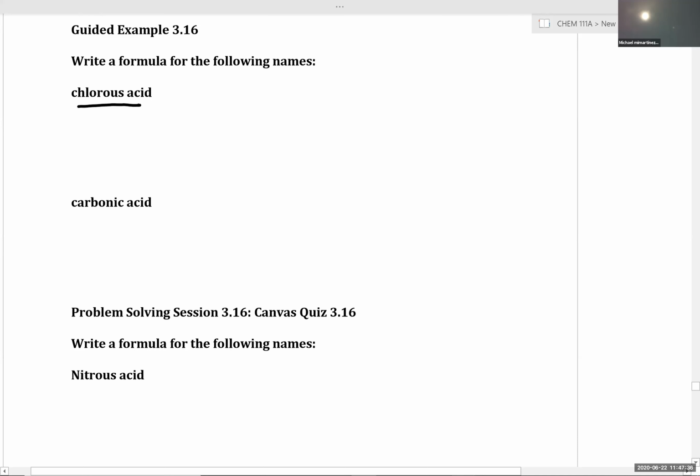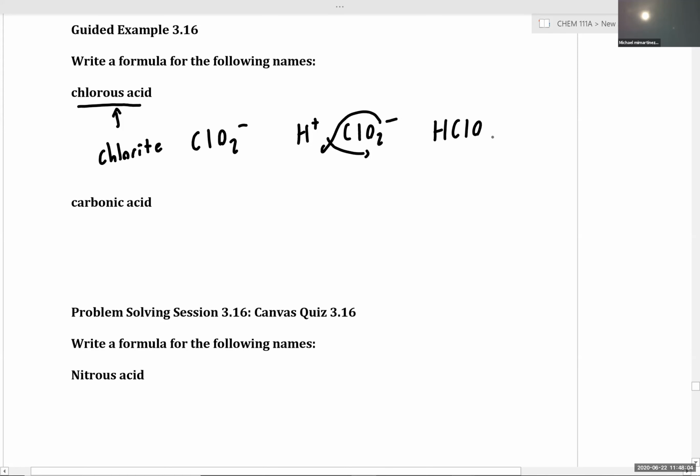So for example, chlorous acid, the OUS ending is converted into ITE. So it's derived from the polyatomic ion chlorite. Chlorite is ClO2 minus. So chlorous acid is obtained by taking H plus, writing our polyatomic ion formula, and then crossing the charges. That in turn gives us HClO2.